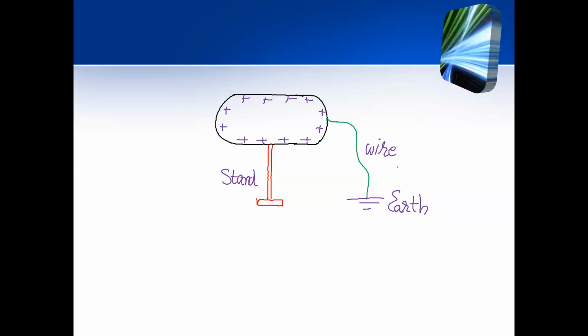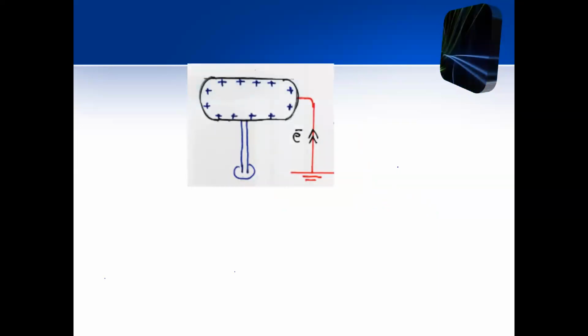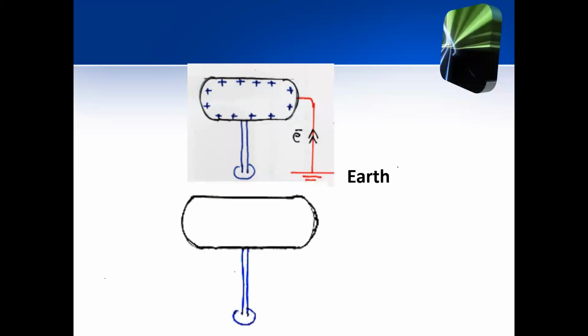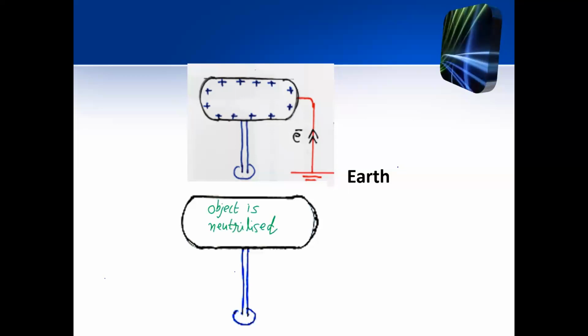When you connect a positive rod with the earth, what happens? After some time, the rod will gain electrons, because positive will attract electrons, and the rod will be neutralized. You already have copied half of the diagram. You have to see the electrons are coming up. Electrons are coming up and the rod will be neutralized. You have to copy this diagram.